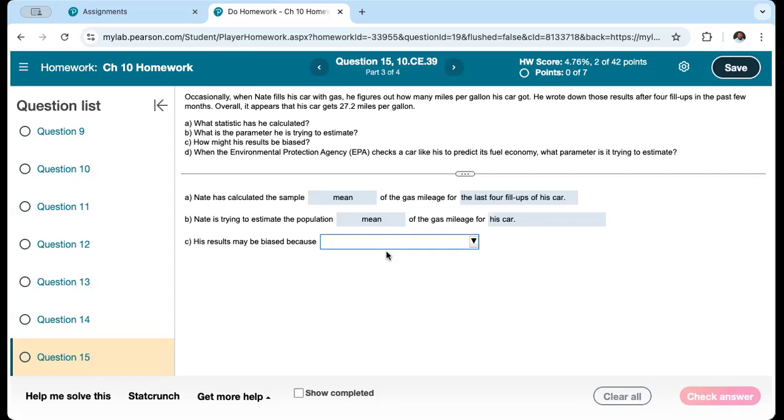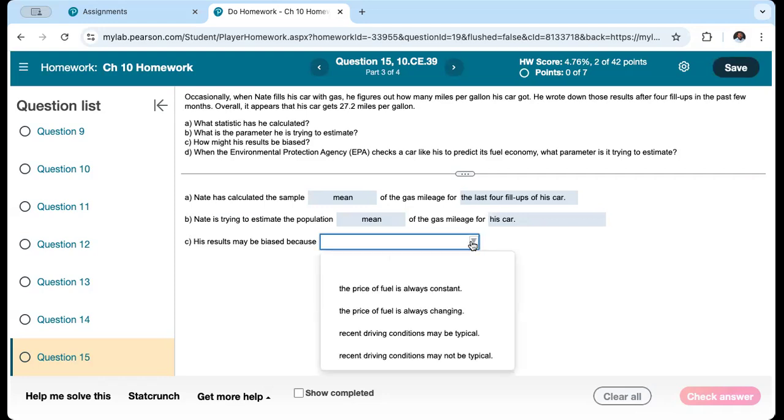And then C says results may be biased because driving conditions may not be typical. Why don't you think the price of fuel is always changing? Why don't you think that should be the answer? Good. That has nothing to do with gas mileage. He's not focused on the price, he's just trying to get the gas mileage. Does that make sense? So that's a good response.